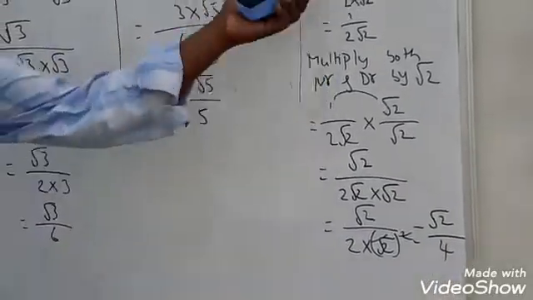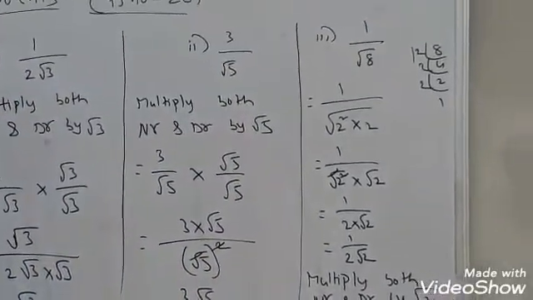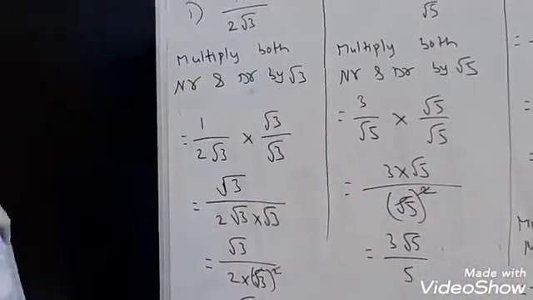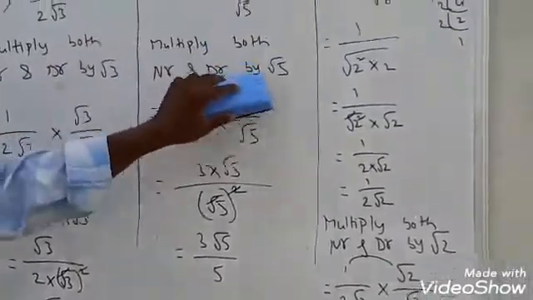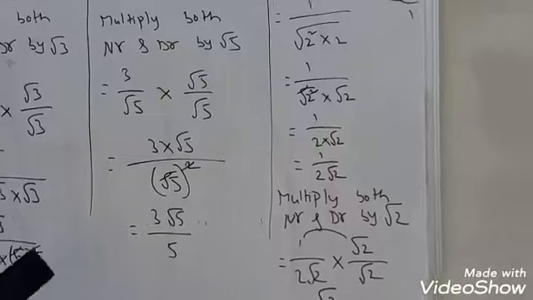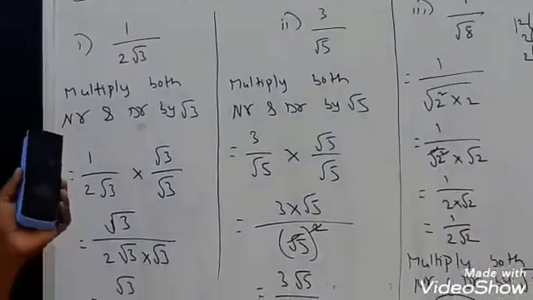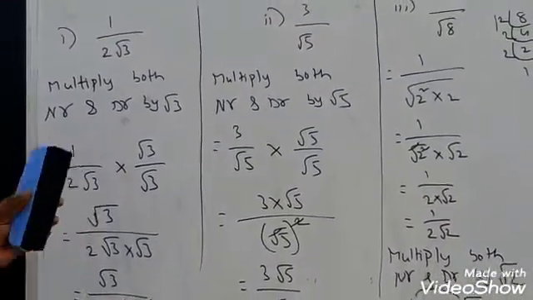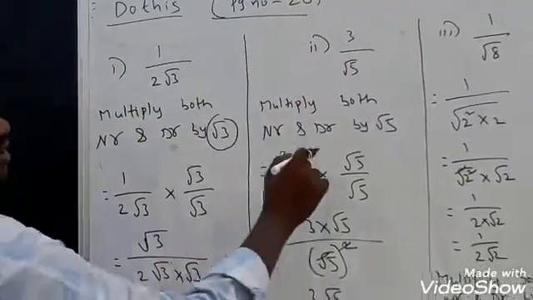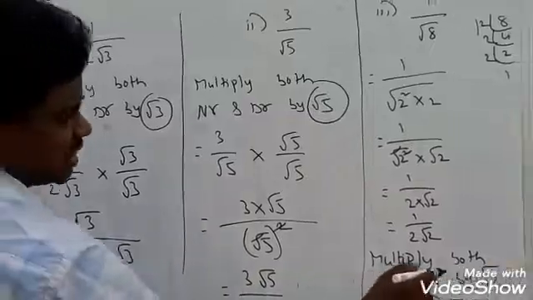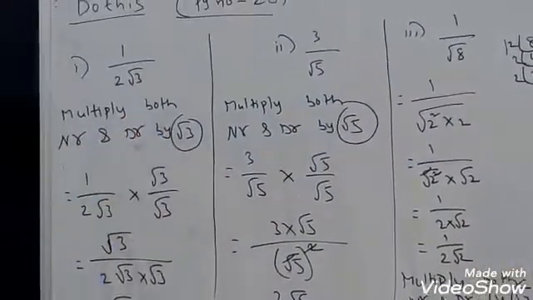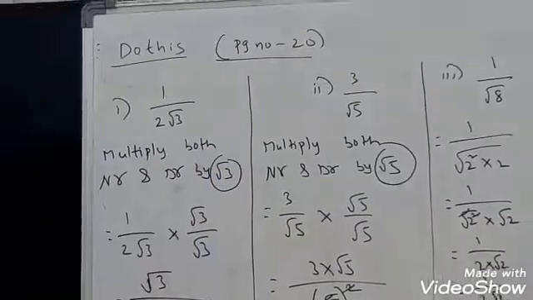So here you converted an irrational number into a rational number. Here 1 by root 2, 2 root 3 means you multiplied by root 3. Here 3 by root 5, you multiply by root 5. Here 1 by root 8, you multiply by root 2. Why are we multiplying? Because we are converting an irrational number into a rational number. That's why this root 3 is called the rationalizing factor. This is also called the rationalizing factor. This here is the rationalizing factor. So by observing the problem, you are able to say the rationalizing factor.